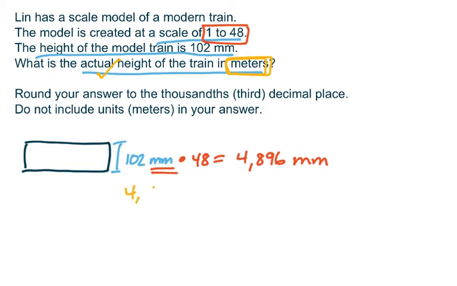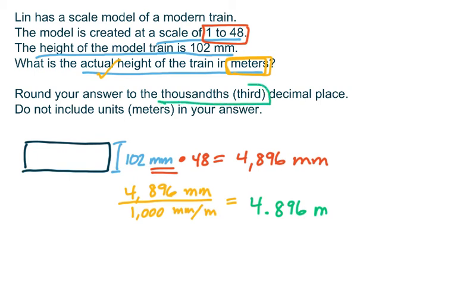So I'll take that 4,896 millimeters and I'll divide it by 1,000 millimeters in 1 meter. And when I do that, that will give me my final answer, 4 and 896 thousandths meters. And that's okay. It does say to round our answer to the thousandths place. That's the third decimal place. And so I'm confident that my answer is good.